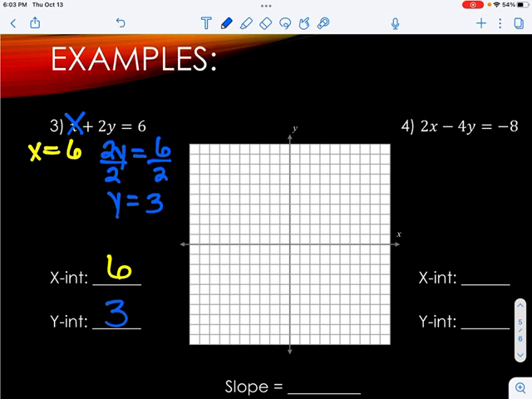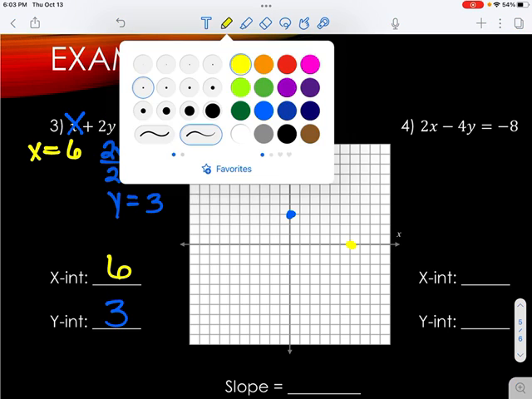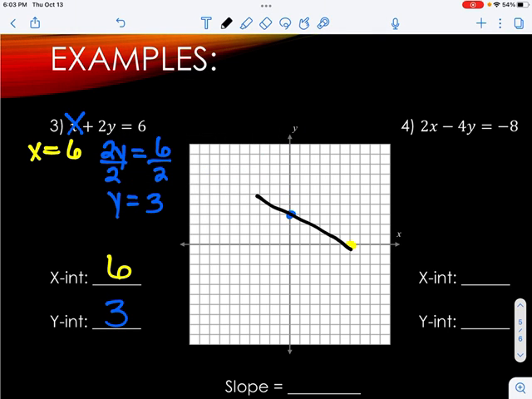So now I come over here, my y-intercept, 1, 2, 3. I go up 3 and I put a dot. Then I come back and I go over to 6: 1, 2, 3, 4, 5, 6. I put my point. And then I go in and connect those. And there is my line.